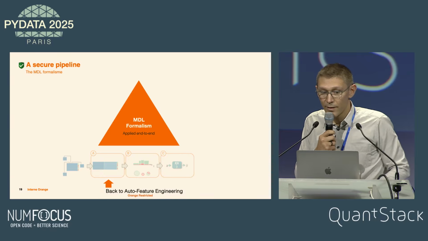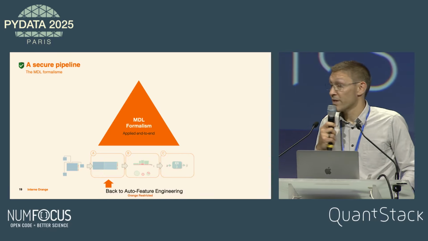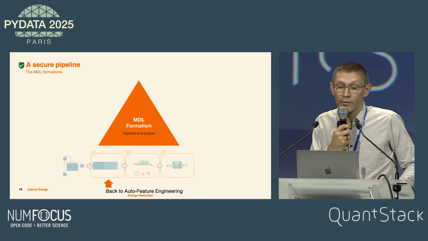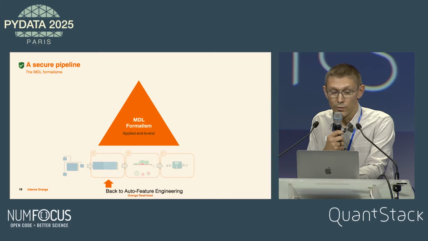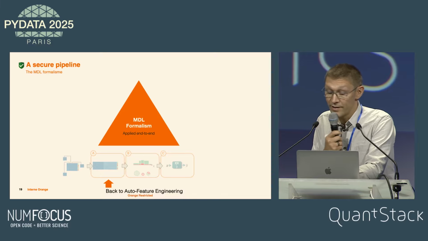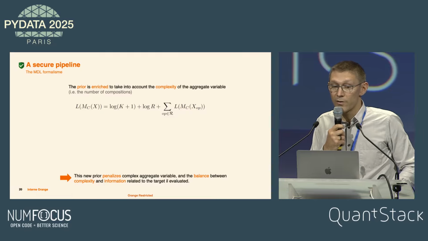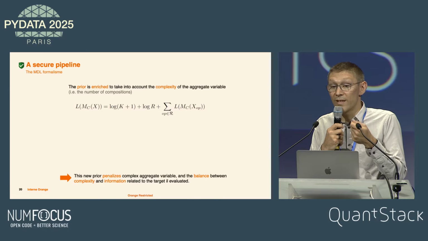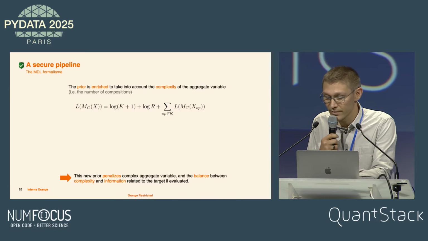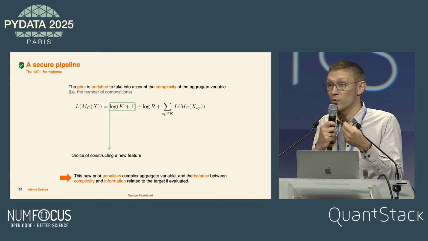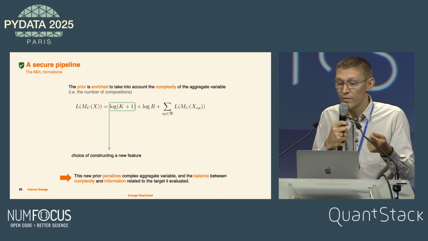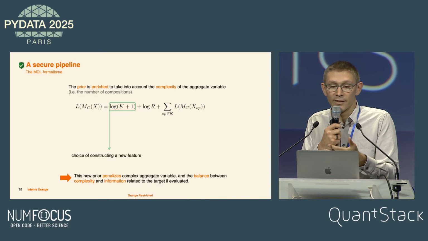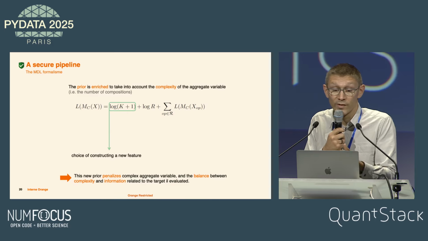So now let's come back to auto-feature engineering. At this step, we use the same criterion to discretize the numerical aggregates, but the prior is enriched by an additional term which is used to take into account the complexity of the aggregate. The first term corresponds to the choice of making a new variable, and not using a native one, which belongs to the root table.